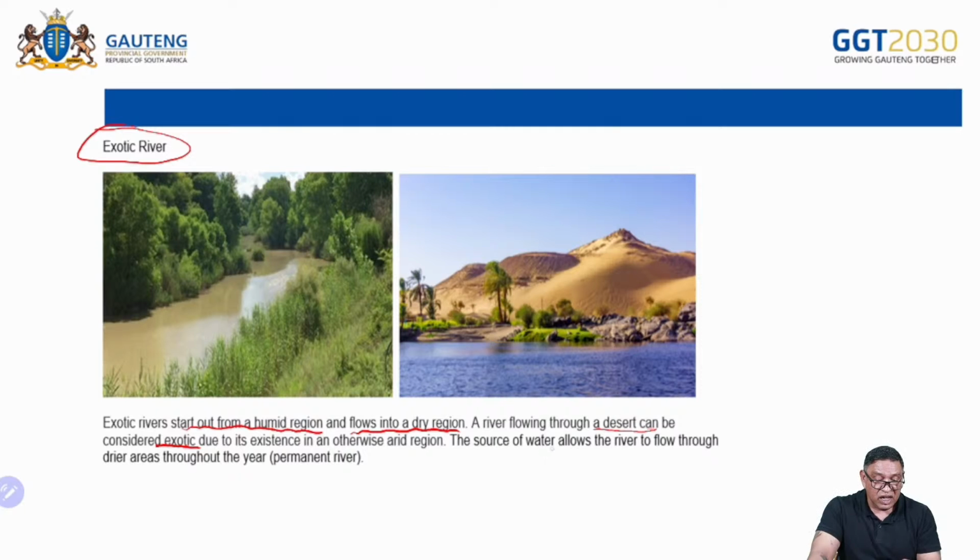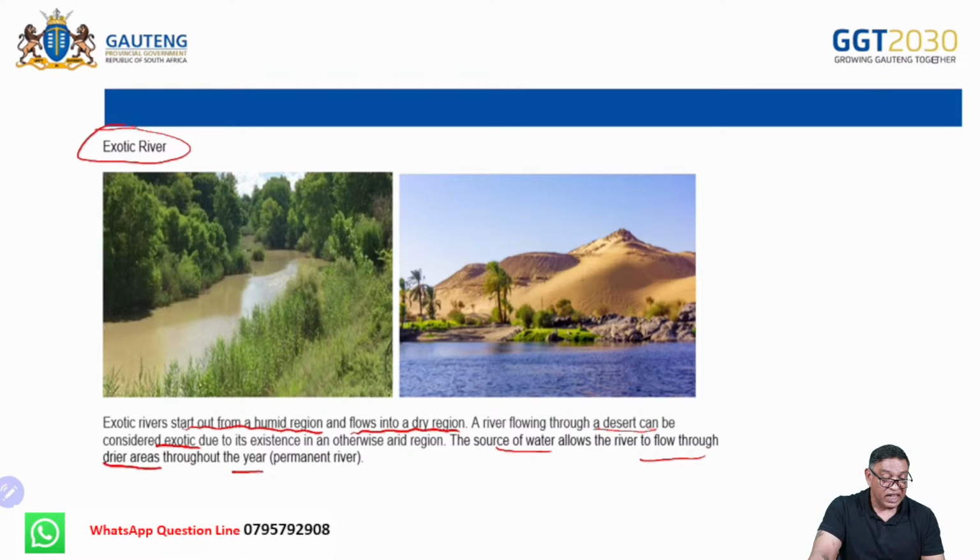And it's the source of water that allows the river to flow throughout the dry areas and throughout the year. So what I'm saying here is that this is the area where rainfall happens, let's say in the Free State, right? I'm using the Orange River, which is a permanent river, which flows throughout the year, but it also flows through the Namib Desert. All right.